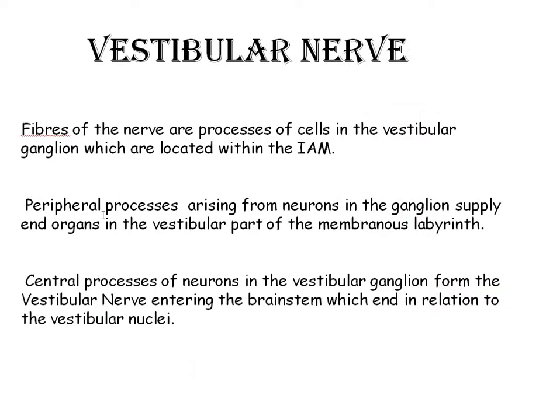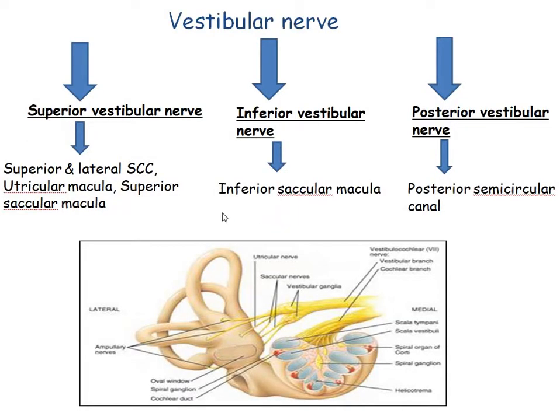The fibers of the vestibular nerve are processes of the cells in the vestibular ganglion, which is located in the IAM. Peripheral processes arising from the neurons in the ganglion supply end organs in the vestibular part of the membranous labyrinth. Central processes of the neurons in the vestibular ganglion form the vestibular nerve entering the brainstem, which ends in relation to the vestibular nuclei. Here we can see the superior vestibular nerve, the inferior vestibular nerve and the posterior vestibular nerve. The superior vestibular nerve supplies the superior and lateral semicircular canals, utricle macula and the superior saccular macula. The inferior vestibular nerve supplies the inferior saccular macula, and the posterior vestibular nerve, the posterior semicircular canal.